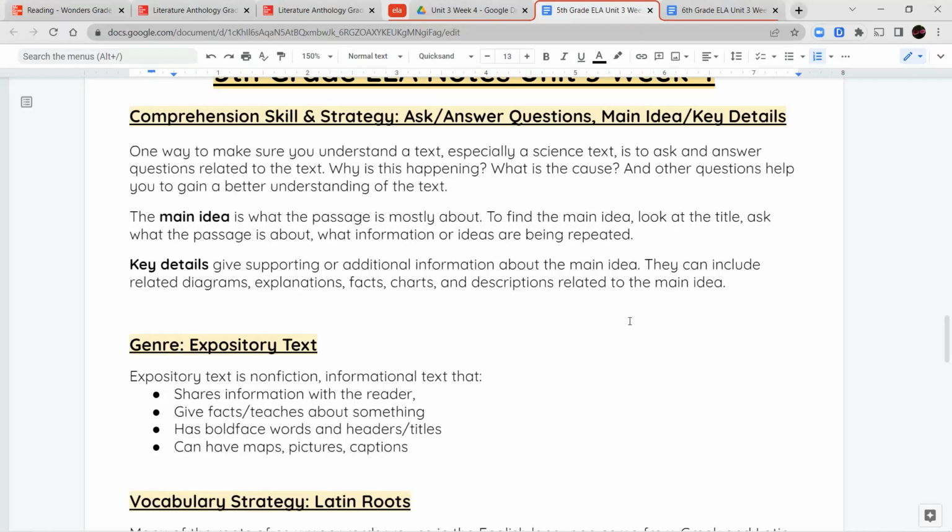So the main idea of a text is what the passage that you're reading is mostly about.